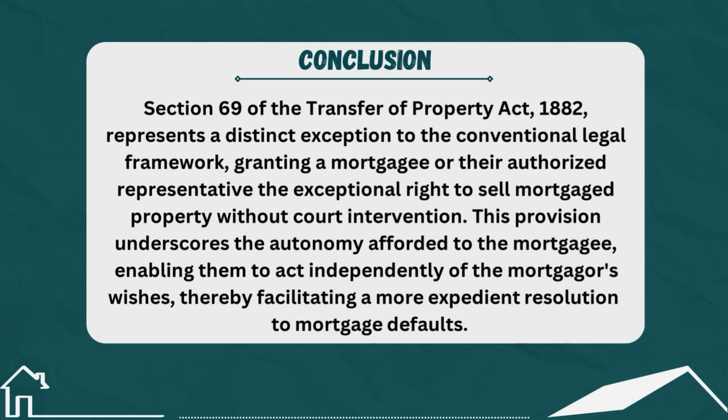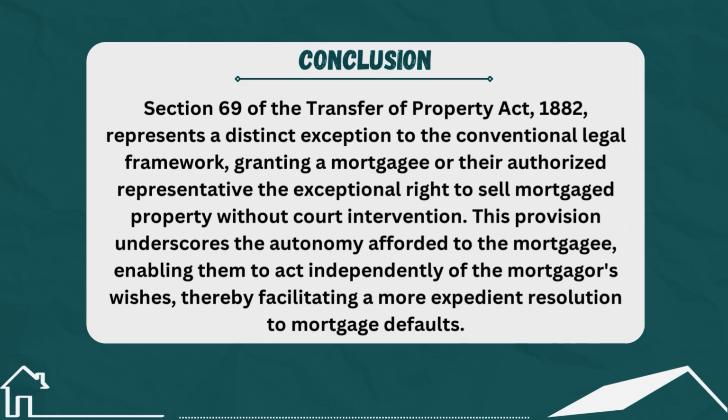Now, we can sum up. Section 69 of the Transfer of Property Act 1882 represents a distinct exception to the conventional legal framework, granting a mortgagee or their authorized representative the exceptional right to sell mortgaged property without court intervention. This provision underscores the autonomy afforded to the mortgagee, enabling them to act independently of the mortgagor's wishes, thereby facilitating a more expedient resolution to mortgage defaults.